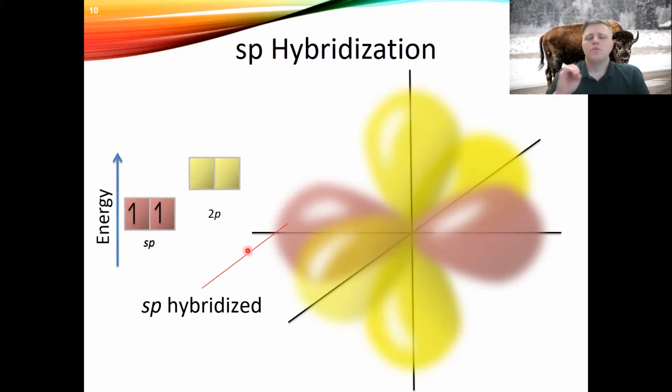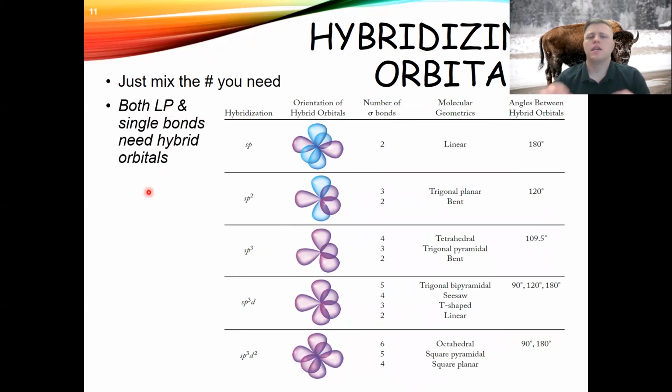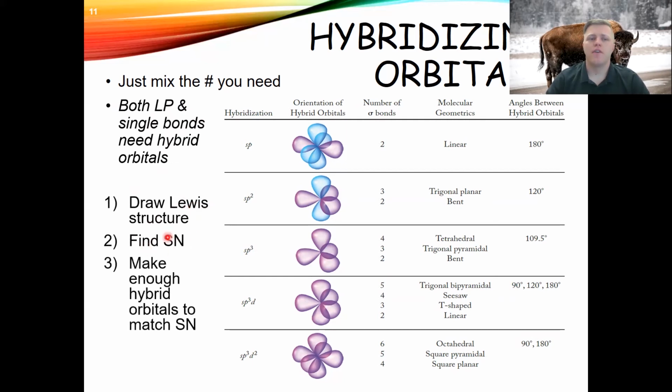All right, so how do you figure out how to hybridize these orbitals? Well, the answer is that both lone pairs and single bonds in an atom need hybrid orbitals. So let's say you have a steric number of 3, then you're going to need 3 hybrid orbitals. Or in other words, you're still just going to draw a Lewis structure. You're going to find your steric number on your Lewis structure, and then you're going to make enough hybrid orbitals to match the steric number. So if you have a steric number of 3, you'll need 3 hybrid orbitals. What do I mean by that?